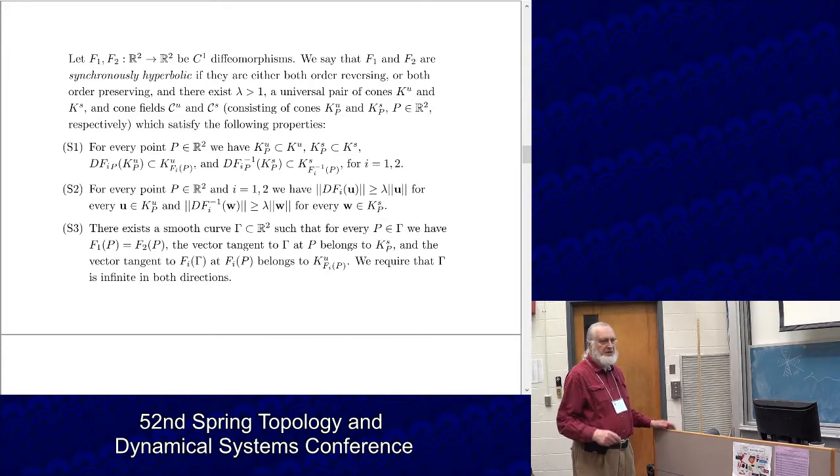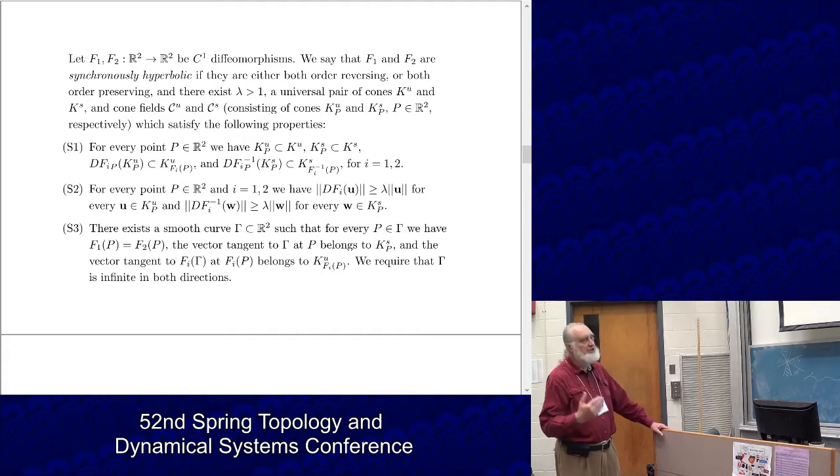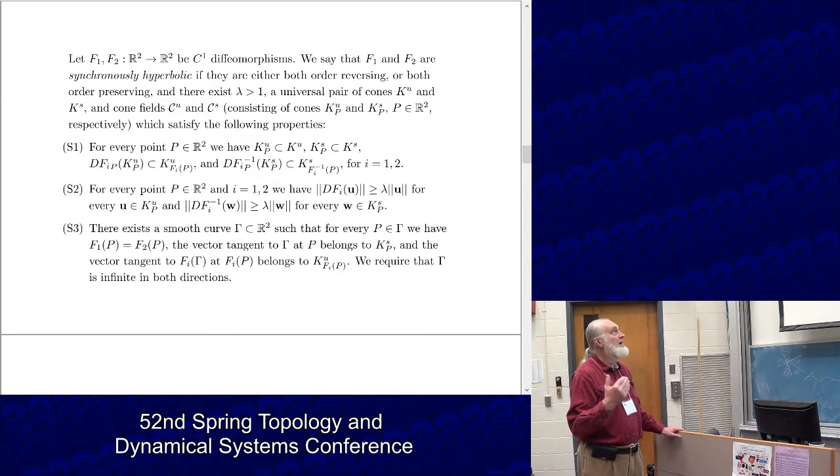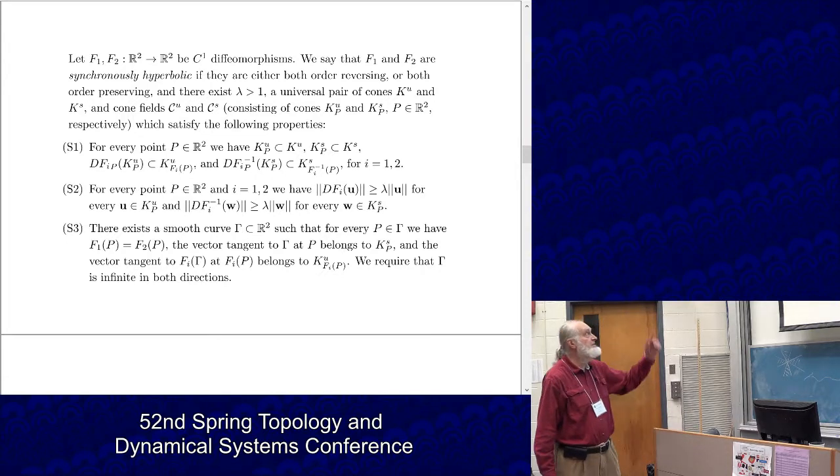As I said, in the unstable direction, when you apply your map, you look at the derivative of the map, and it will be stretching in the direction inside the unstable cone. It's not enough to say that it's contracting in the stable direction; you say it's stretching in the stable direction when you go backwards. So this is S2.